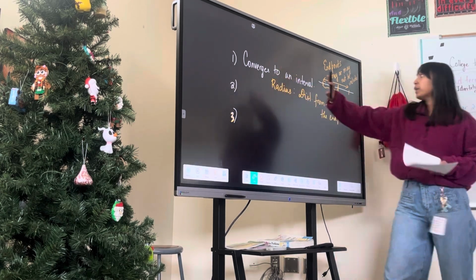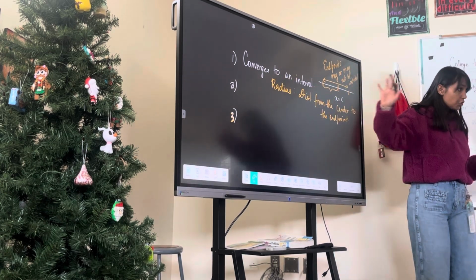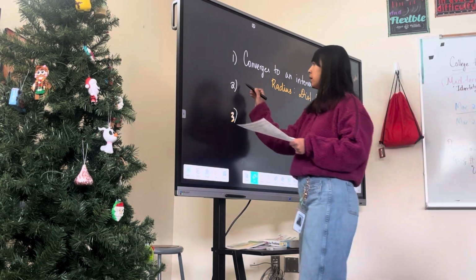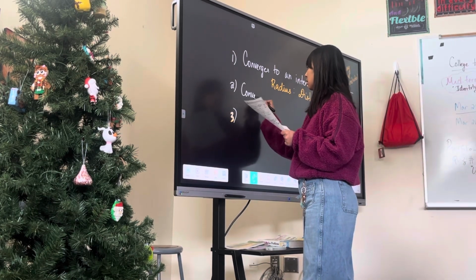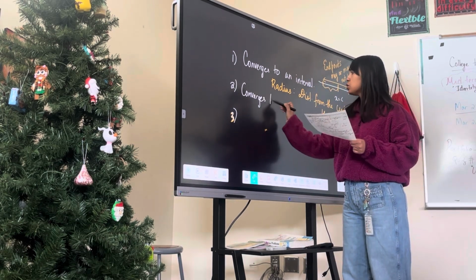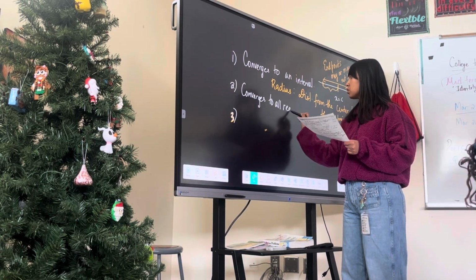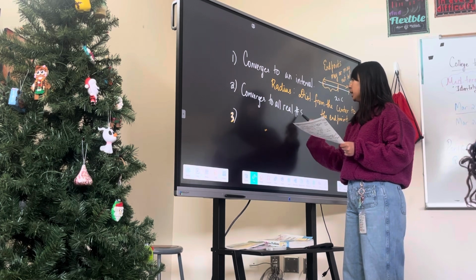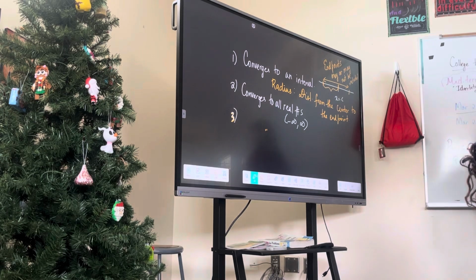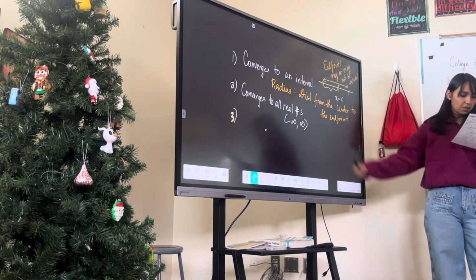So now, if it's not going to converge to an interval, then the other option could be it converges to all real numbers, which would mean negative infinity to positive infinity. What is that little a right there for? That is for the radius, actually.